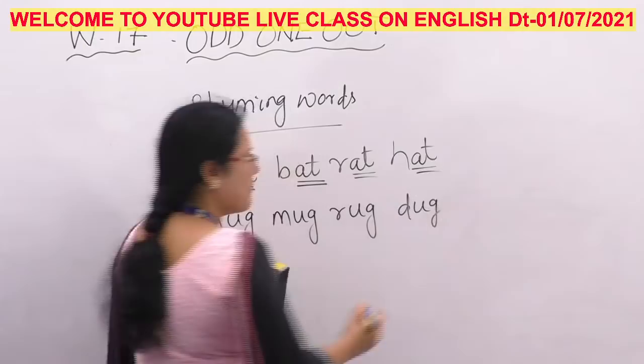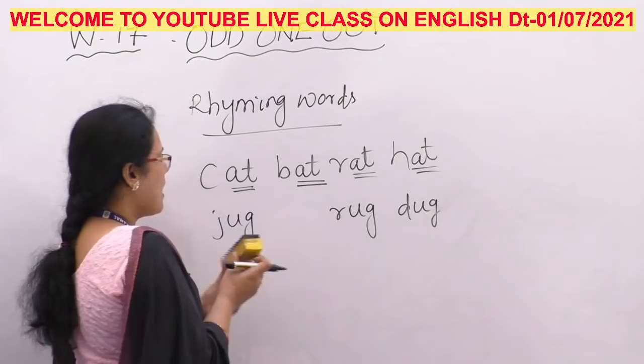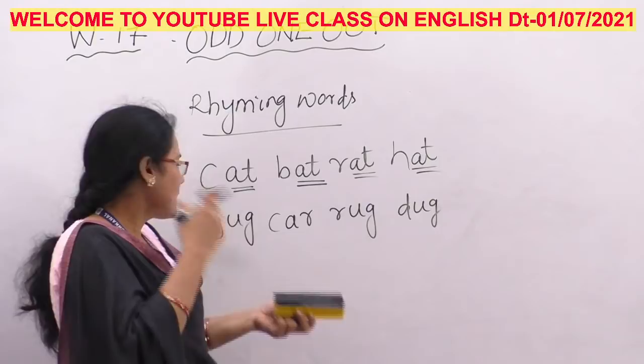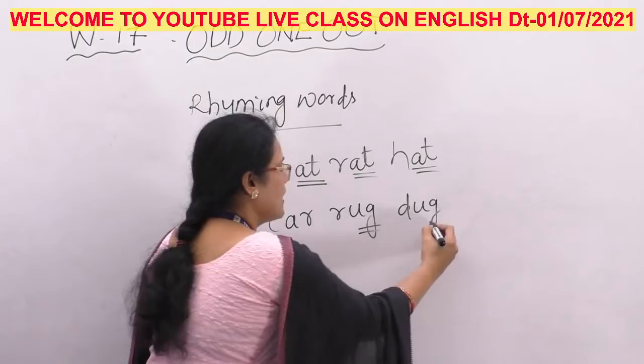But if I do one thing, instead of mug, I write down here car. Jug, car, rug, dug, which one is odd? Which doesn't sound the same as the others? J-U-G, jug, R-U-G, rug, D-U-G, dug, but C-A-R, car, sounds different.